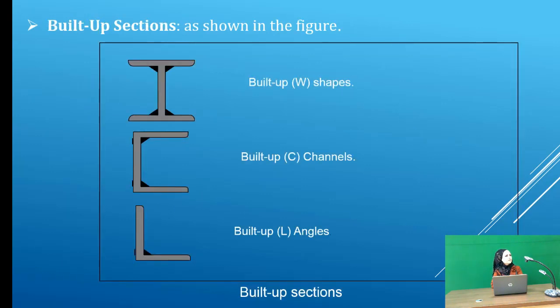Sometimes we find a steel structure needing a section with special dimensions. So we make a built-up section by connecting two or more plates together using bolting or welding. The section is called a built-up section. Built-up sections can take many forms: built-up W shape, built-up C channel, built-up L angle, and other shapes like box section, angle section, double angle section, and so on.